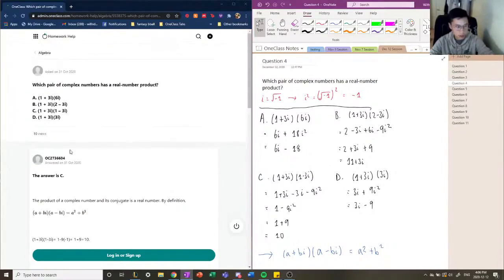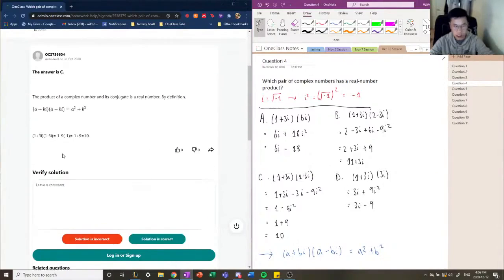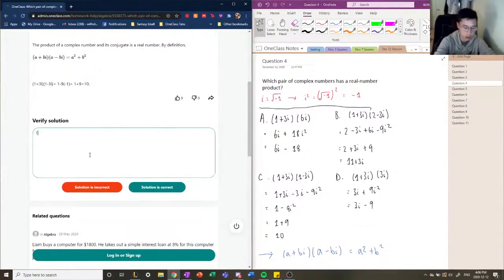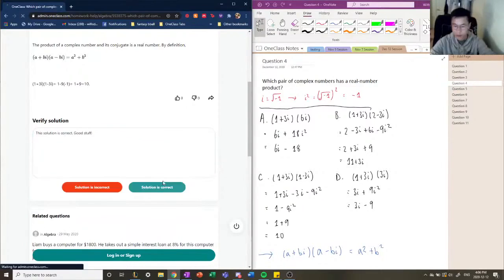Other than that, we have found our answer, which is C, and the junior tutor also found the answer, which is C, so this solution is correct. Good stuff. Cool. All right, let's move on to question number 5.